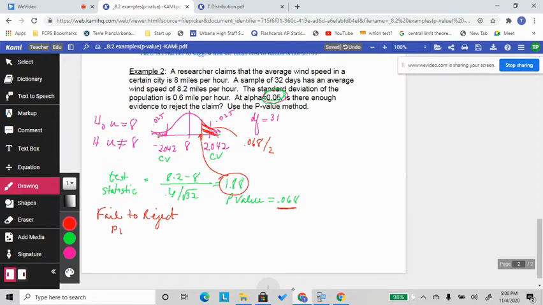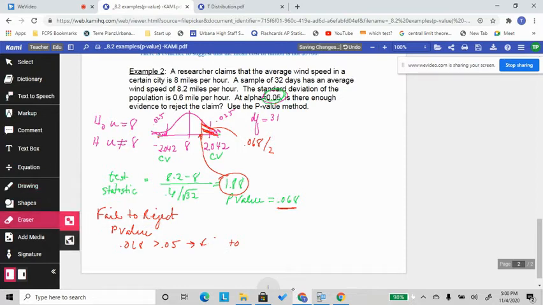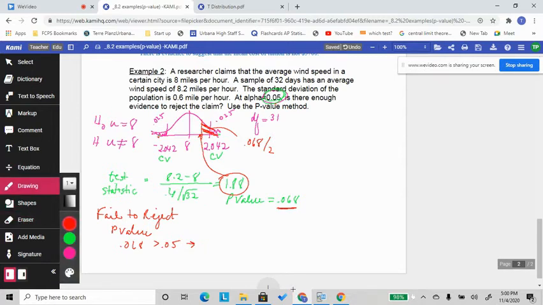Okay, so the p-value was 0.068. That is greater than your alpha, so you fail to reject that way too. So you're going to fail to reject. I'm going to leave room for my sentences. Okay, so either way, P is not low. If P is lower than your alpha, you reject your H0. So we're not going to reject.